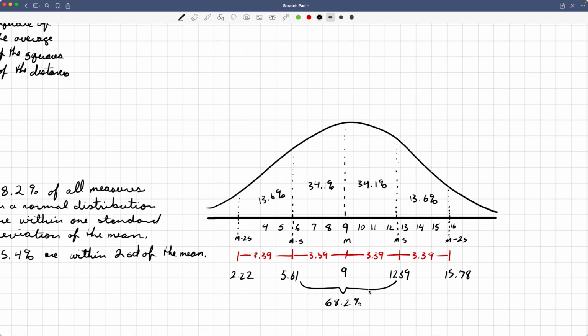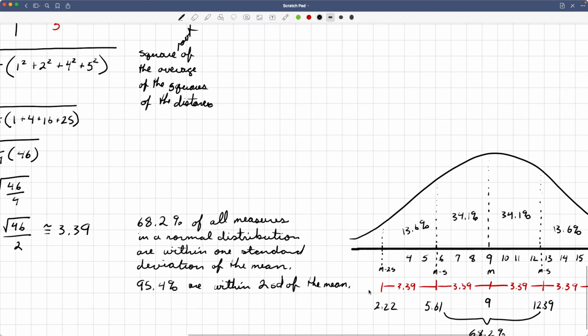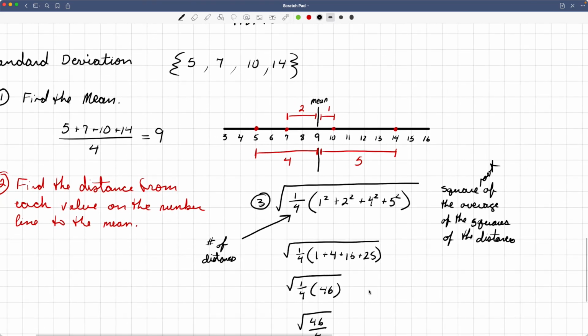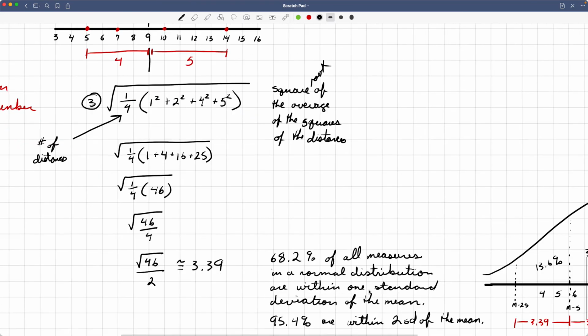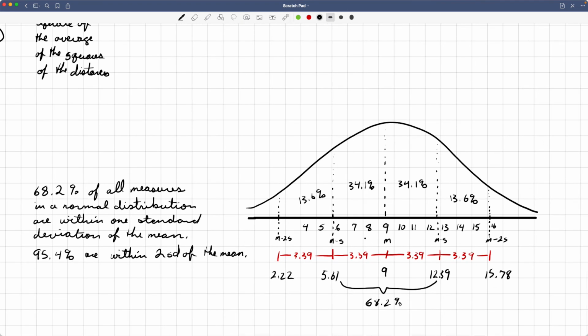All right, so if we go back and look at our data, 5.61 and 12.39, so we had 5, 7, and 10. 7 and 10 fall within here, don't they? That's half of our data. The other two are really close. So you can see how that kind of plays out with the standard deviation.